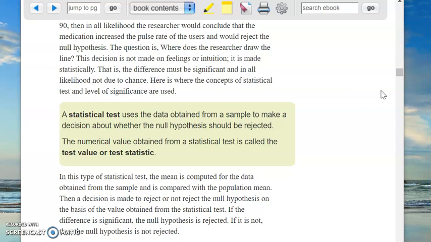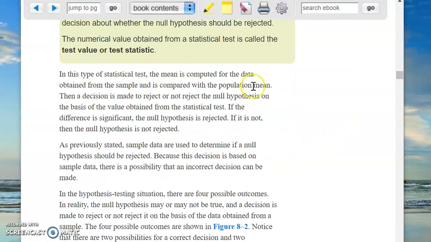The numerical value that is obtained from a statistical test is typically referred to as the test value or the test statistic. So we're going to see here in just a few minutes, we're going to do this statistical test. It's basically a formula. We're going to come up with a number, and we're going to come up with a decision that will help us decide, do we reject the null hypothesis or not?